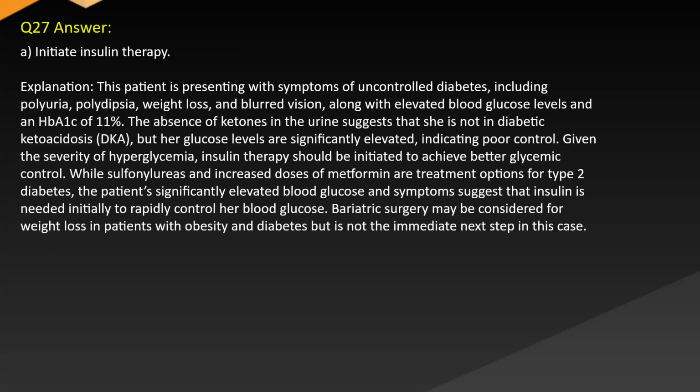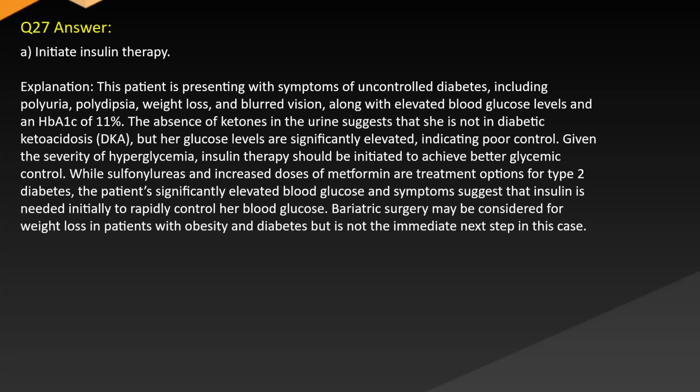Answer: A. Initiate insulin therapy. Explanation: This patient is presenting with symptoms of uncontrolled diabetes, including polyuria, polydipsia, weight loss, and blurred vision, along with elevated blood glucose levels and an HbA1c of 11%. The absence of ketones in the urine suggests that she is not in diabetic ketoacidosis (DKA), but her glucose levels are significantly elevated, indicating poor control.